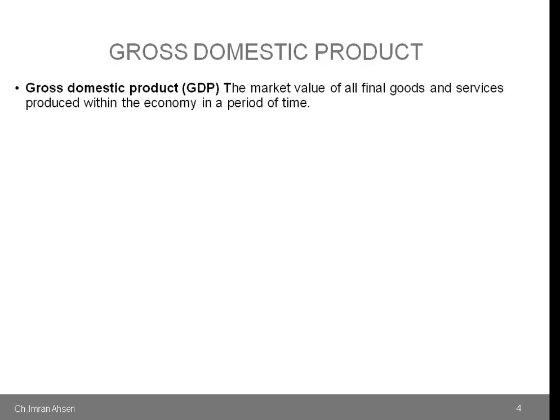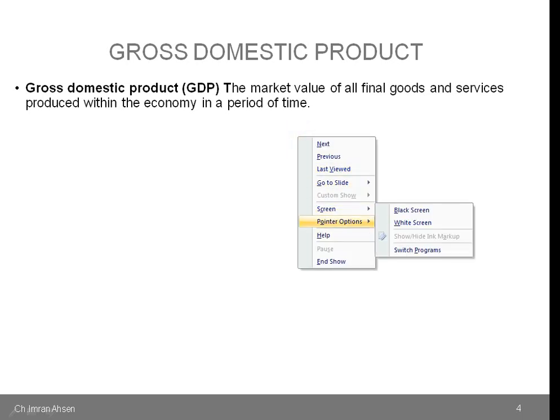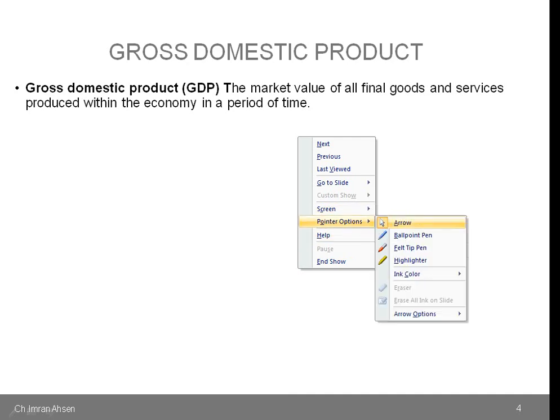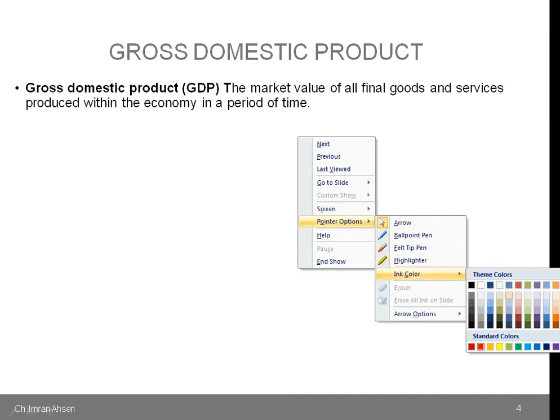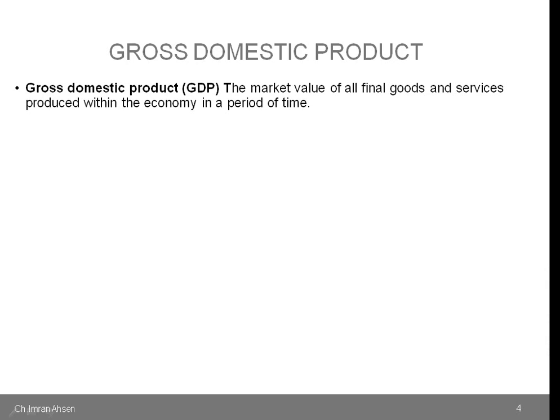Gross domestic product, GDP, is the market value of all final goods and services produced within the economy in a period of time. Normally this period is 1 year. There are 2 or 3 points we need to remember here in gross domestic product. Market value: we are going to study the market value, not the value which is included in the production of those goods, but the market value.